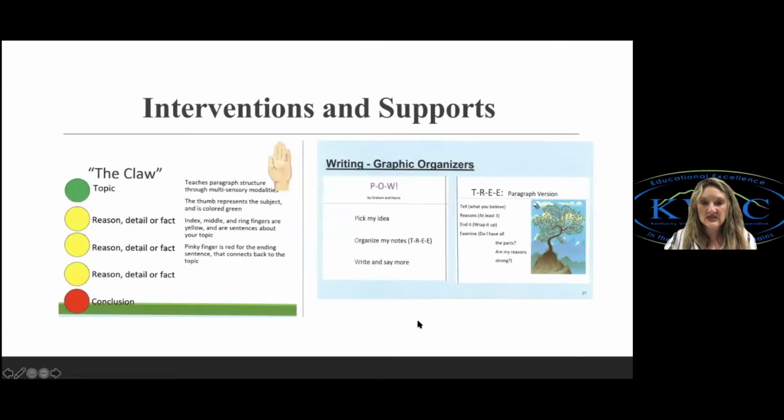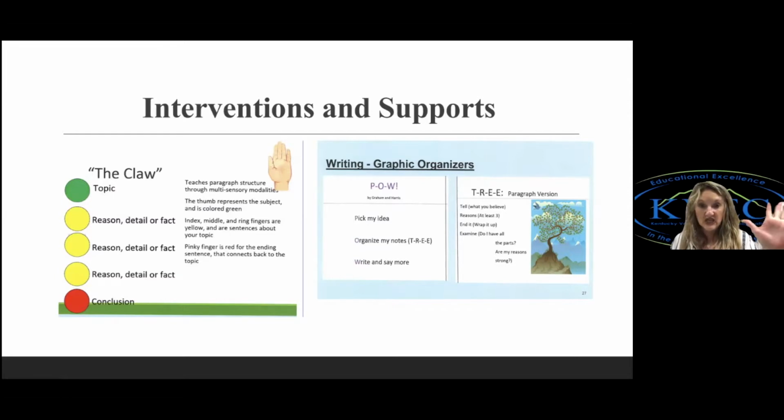Now let's talk just a little bit about how we provide supports and interventions for students around the areas that they need. There are ways that we can do that. For instance, the one here titled The Claw would be an intervention and support. This one could be considered a multisensory tool. It refers to the claw, and the students can hold their hand up.